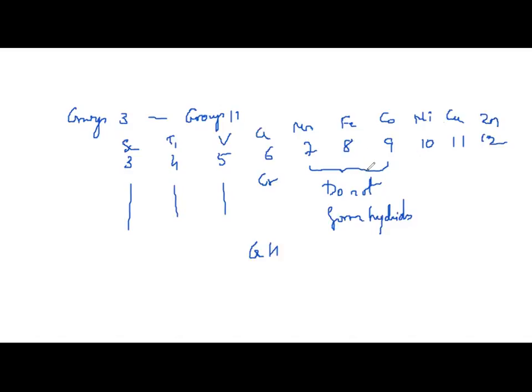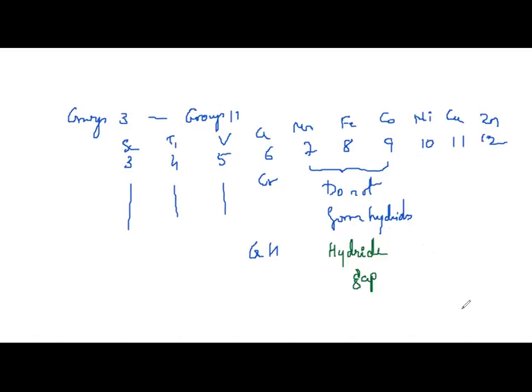Therefore, this region of the periodic table is known as the hydride gap. It is known as the hydride gap because the elements here do not form any hydrides. Most of groups 7, 8, 9 do not form any hydrides. This region of the periodic table from group 7 to group 9 is called the hydride gap.